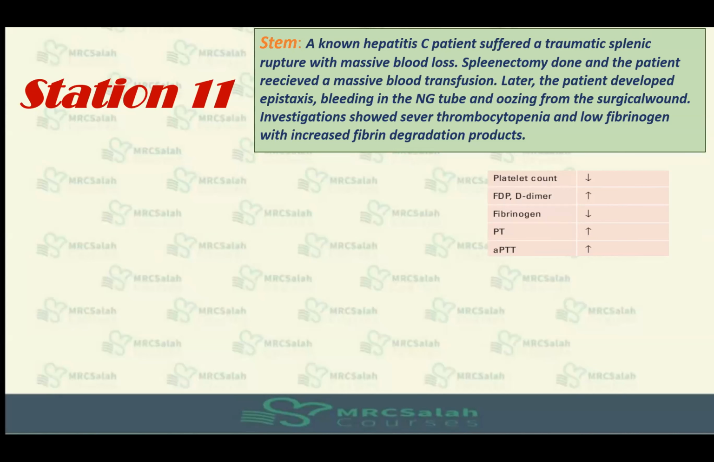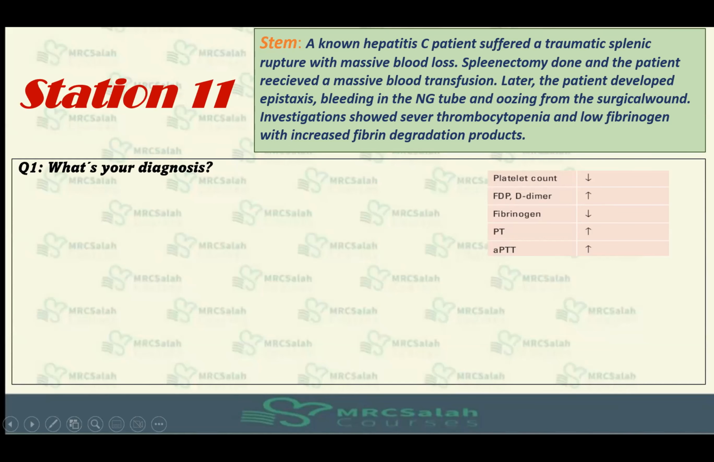A known hepatitis C patient suffered a traumatic splenic rupture with massive blood loss. A splenectomy was done and the patient received a massive blood transfusion. Later, the patient developed epistaxis, bleeding in the nasogastric tube and oozing from the surgical wound. Investigations showed severe thrombocytopenia and low fibrinogen with increased fibrin degradation products. So, our first question, what's your most probable diagnosis?